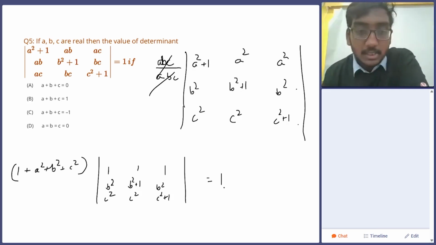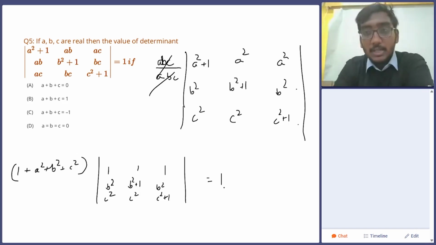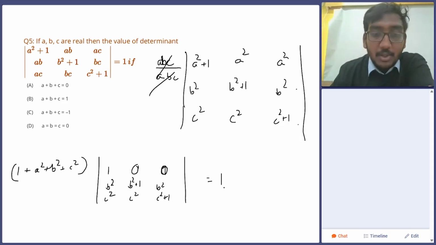Now we do this transformation: C2 becomes C2 minus C1 and C3 becomes C3 minus C1. So these two entries will become 0. Here it will be 1, 0, 0, and here it will be 0 and 1. Right? 1, 0, 0 and 1.